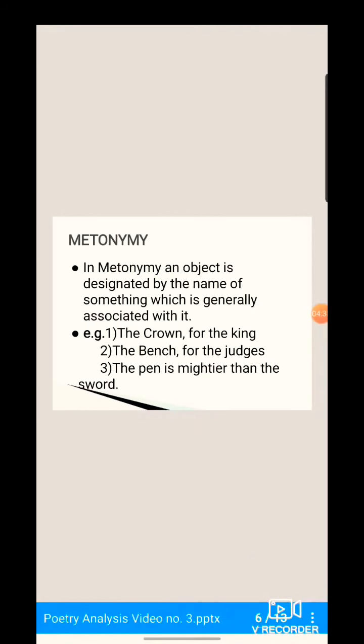Metonymy. The word metonymy means substitution of name. In metonymy, an object is designated by the name of something which is generally associated with it. For example, the word crown is used instead of the king, the bench for the judges. The pen is mightier than the sword. It means writing is mightier than fighting.